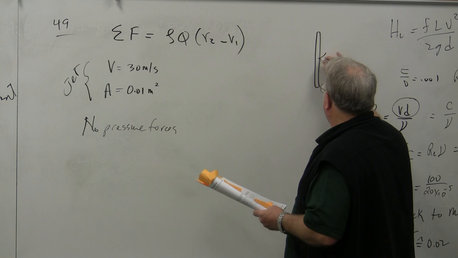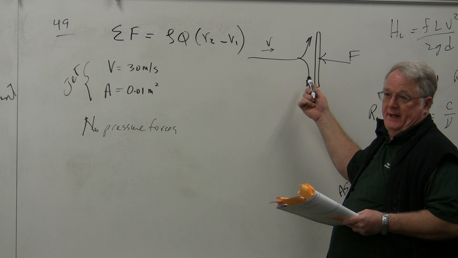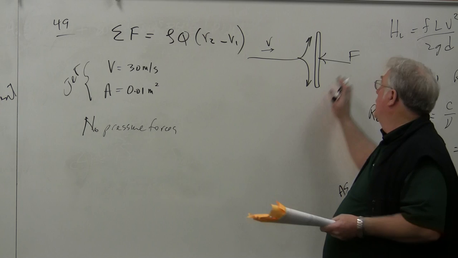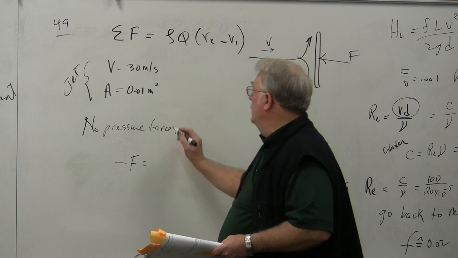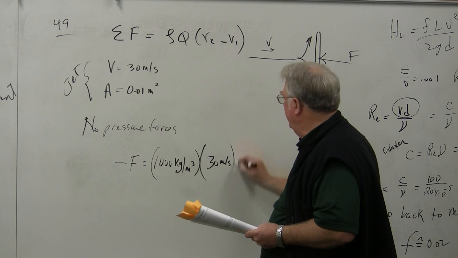So the water comes in and deflects this way. So we have a velocity in the x direction equal to 30. After it hits, there is no velocity in the x direction, right? We got a velocity in the y up and a velocity in the y down. They cancel. So we'll only have a force in the F direction. So we're going to say minus F is equal to rho, which is given as 1,000 kilograms per cubic meter. Flow rate is 30 meters per second times area, 0.01 meters squared. So this is VA for cubic.